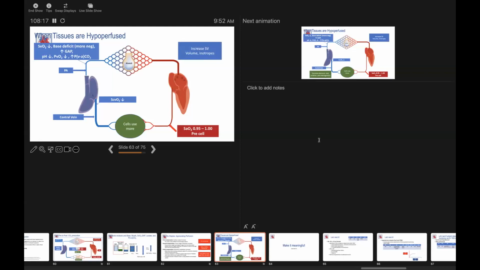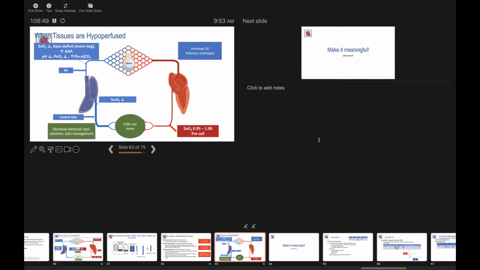So here's what we say. SvO2 down, base is in deficit, gap is wide, pH is down, PvO2 is down. I'm going to increase your stroke volume. I'm going to increase your inotropes. If I have to give you a vasopressor, that is about blood pressure, not about blood flow. And stop thinking that making blood pressure better is improving blood flow. It is not. You've got to improve blood flow, stroke volume, and inotrope.